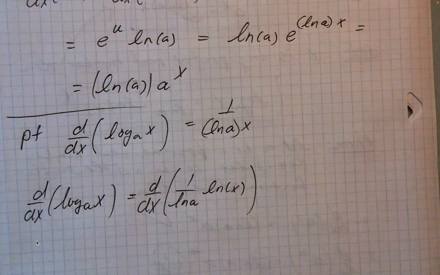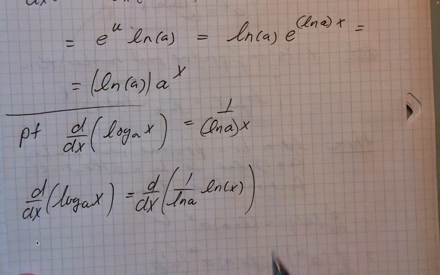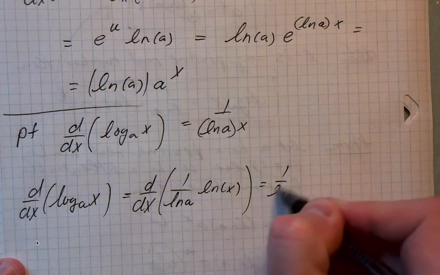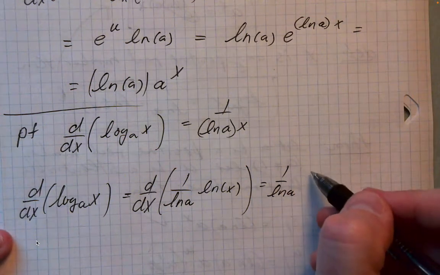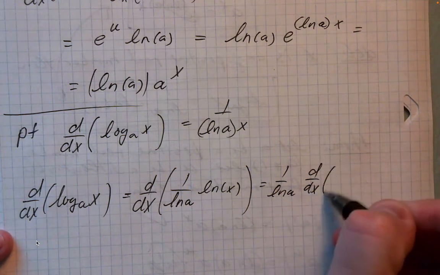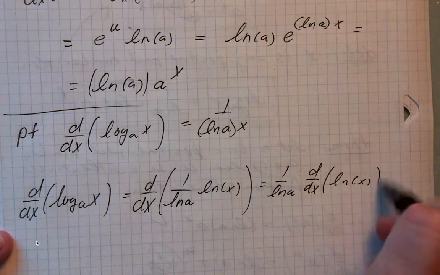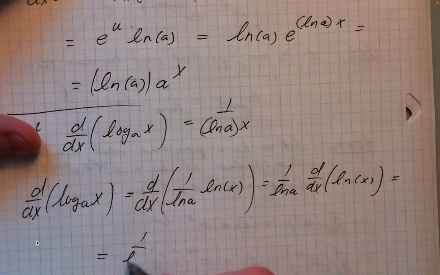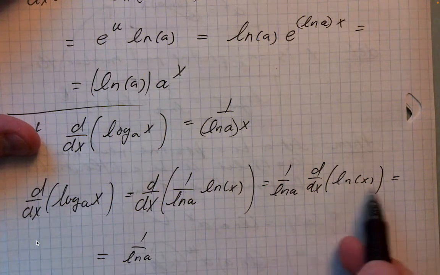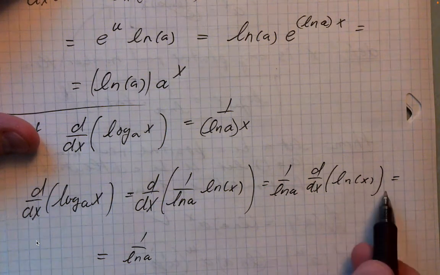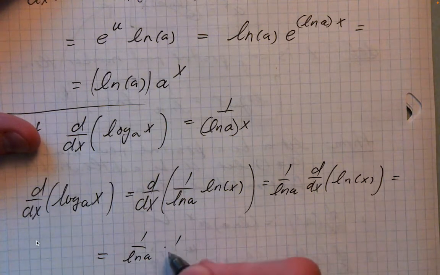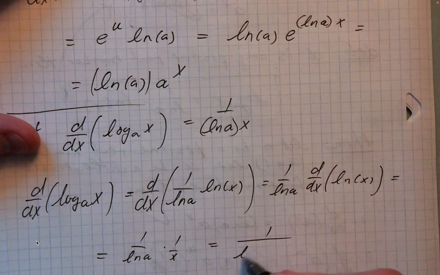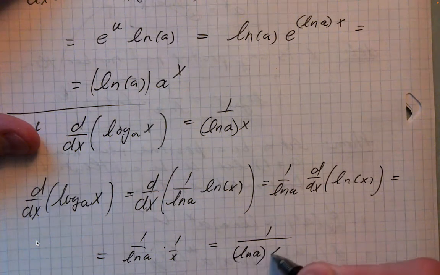All right, so that was the definition we just discussed. Again, this is just a constant, so it can come outside. And the derivative is just of the natural log of x. You can see this is 1 over ln of a, and then the derivative of natural log of x is just 1 over x. So you could write that as 1 over ln of a times x.